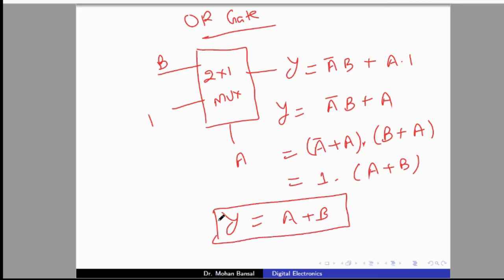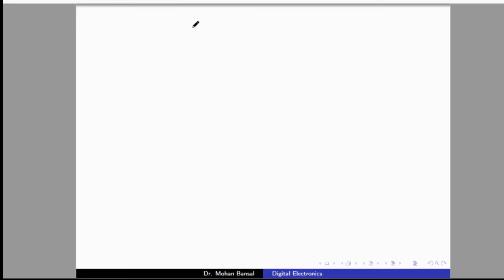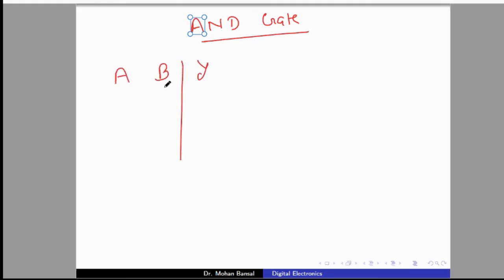In a similar way, we can design some more. So I will give you one more example like that, for the AND gate. In the AND gate, first we'll write a truth table: A, B, and Y. For 0, 0, output is 0. For 0, 1, output is 0. For 1, 0, output is again 0. For 1, 1, output is 1.